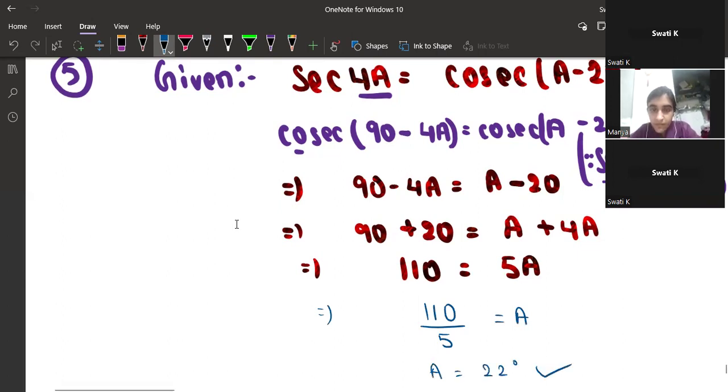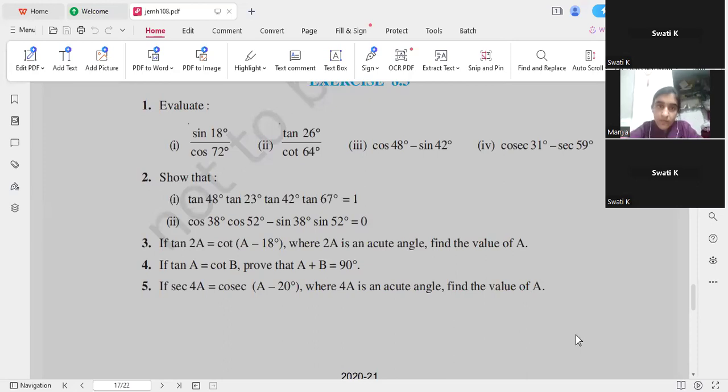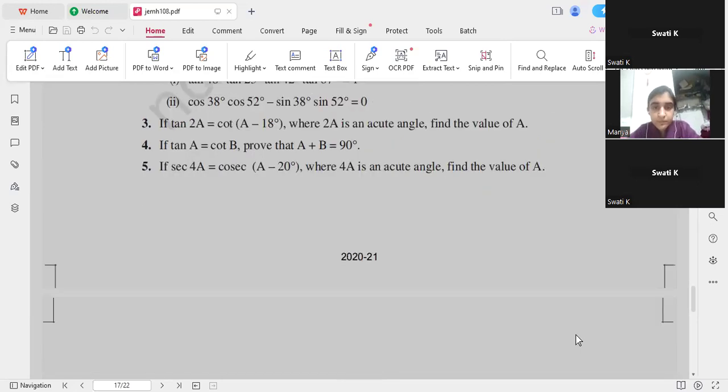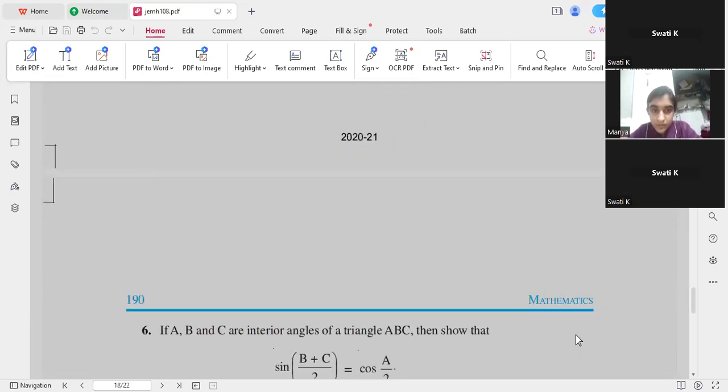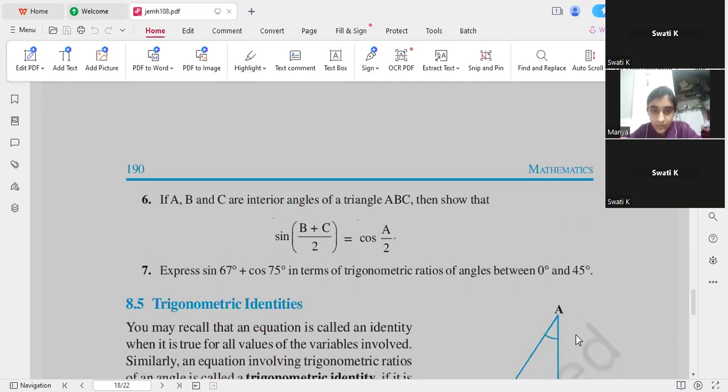A, which is 22 degrees. Done. Manya, got it? Okay. Now we can go to the next question. See, we have already covered 1, 2, 3, 4, 5, 6, 7, 8, 9 questions. Now let's go to the next question. And I think we have 2 more questions. We can finish both the questions today only. And these 2 questions are also very simple. It's not at all difficult. You can quickly do it.